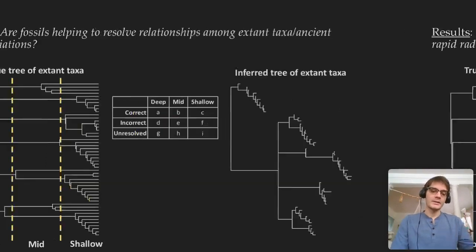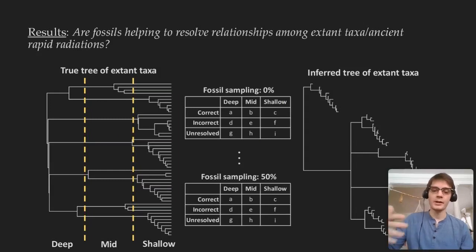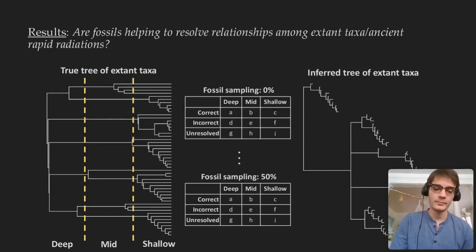And by repeating these across different levels of fossil sampling, and comparing how these probabilities change, we can get a sense of how fossil sampling is modifying our ability to correctly resolve relationships across extant organisms of different divergence times, and also specifically whether fossils are helping us resolve this set of deep nodes associated with the ancient and rapid radiation.